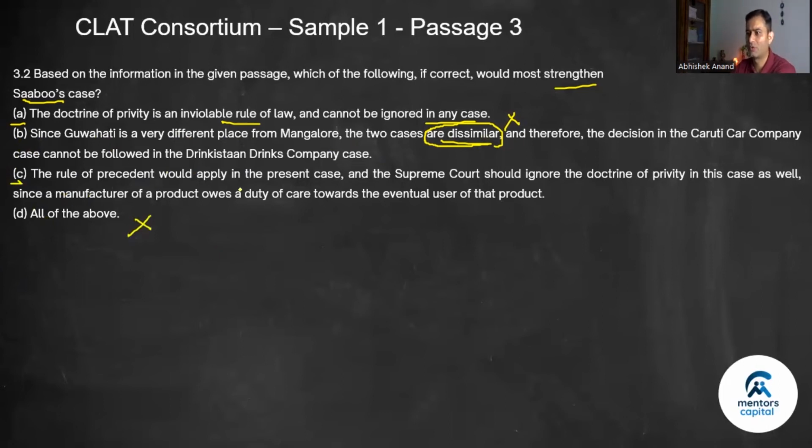The rule of precedent would apply in the present case, and the Supreme Court should ignore the doctrine of privity of contract as well, since the manufacturer owes a duty of care towards the eventual users of the product. So a manufacturer of a product, any product, be it car, be it salt, be it soft drink, owes a duty of care. So case similar hai. If you are a manufacturer, your duty is same, which means case is similar. Therefore, C is a better answer than A.